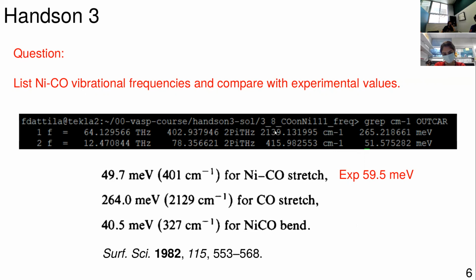And what is nice is that since we are doing this calculation 40 years later, more or less, than they did, we get better agreement with the experimental value, in the sense that we get an energy for the nickel CO stretch that is around 51 milli electron volt. They got 49.7 and the experimental one is 59. So we get a bit closer. We are still far away, but we get a bit closer.